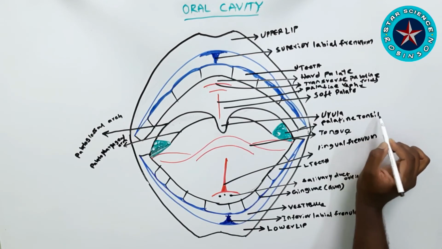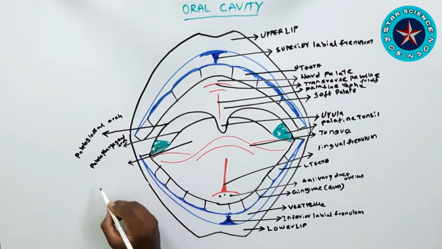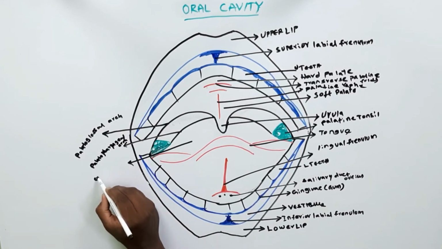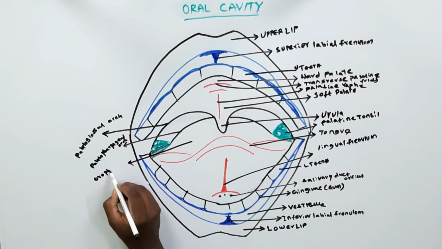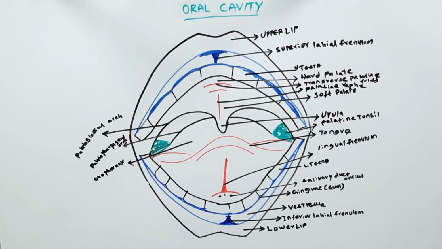And we can move on to the next part of our lesson, which is called the oropharynx. That is posteriorly present in our oral cavity.